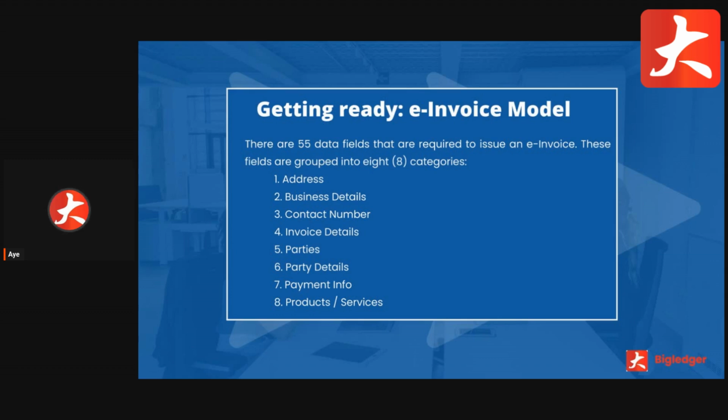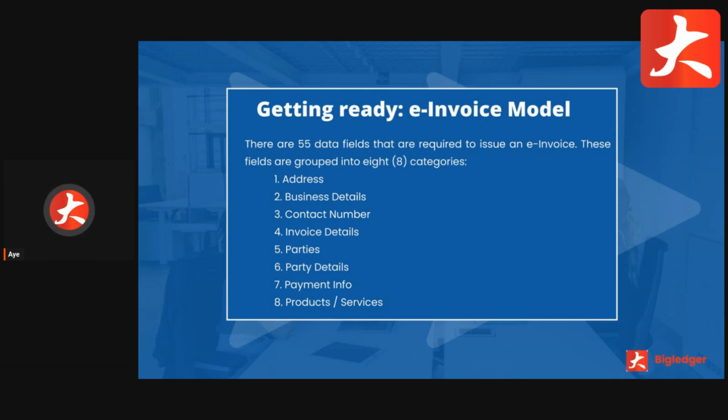Okay, then next part is there are 55 data fields that are required to issue an e-invoice. So these fields are grouped into 8 categories. First one is address. So this address includes the supplier address and buyer address. Then second one is business details. Then third one is contact number. So this contact number also includes the contact number of supplier and buyer. Then invoice details, and then parties, then party details, then payment information, then last one is product and services.